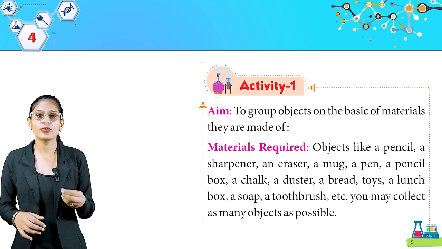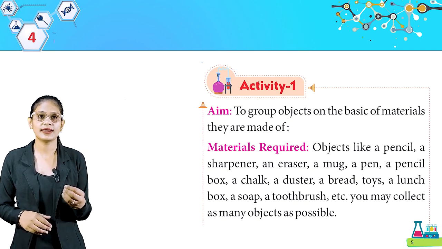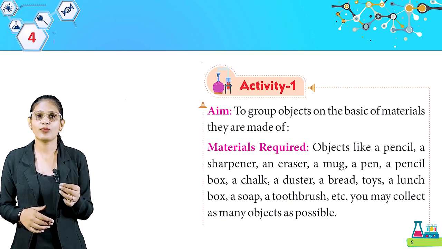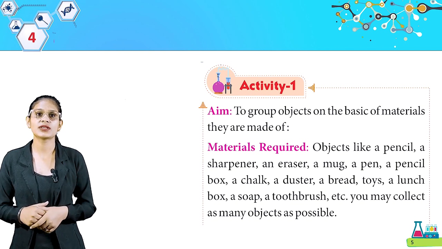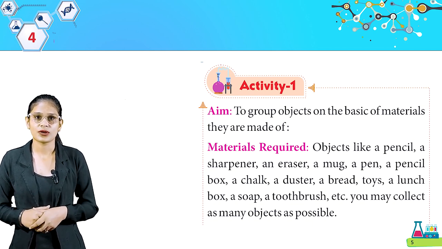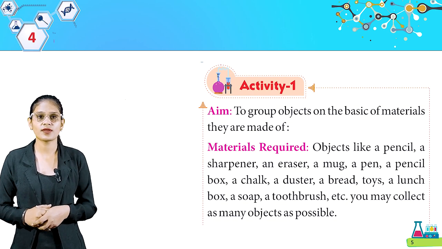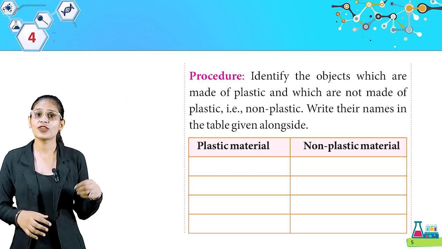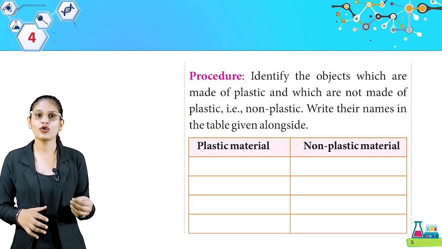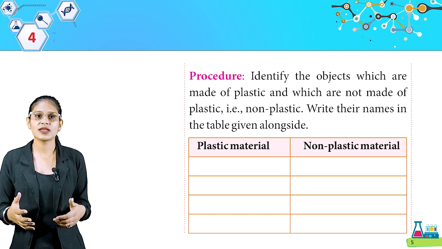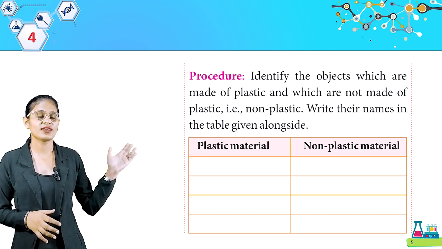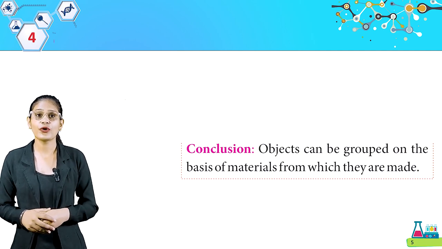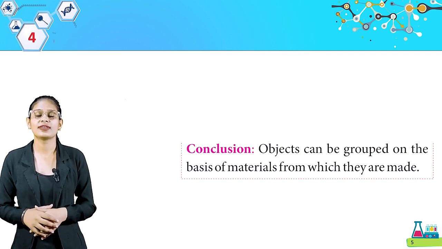Materials required: objects like a pencil, a sharpener, an eraser, a mug, a pen, a pencil box, a chalk, a duster, a bread, toys, a lunchbox, a soap, a toothbrush, etc. You may collect as many objects as possible. Procedure: identify the objects which are made of plastic and which are not made of plastic, that means non-plastic. Write their names in the table given alongside. So you can do this activity by yourself. Conclusion: objects can be grouped on the basis of materials from which they are made.